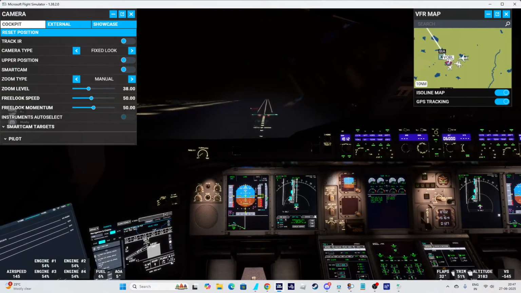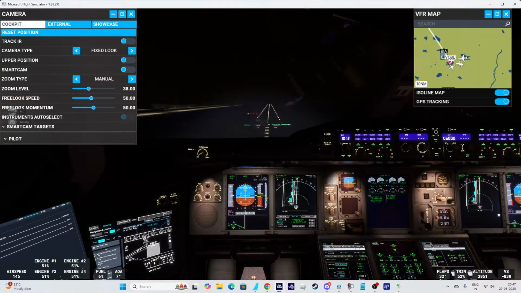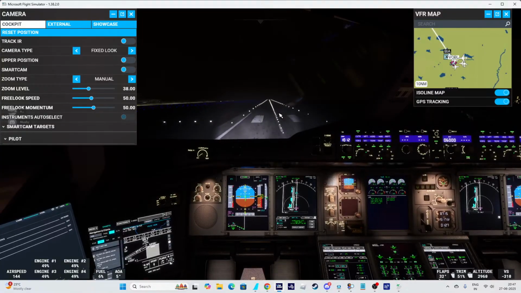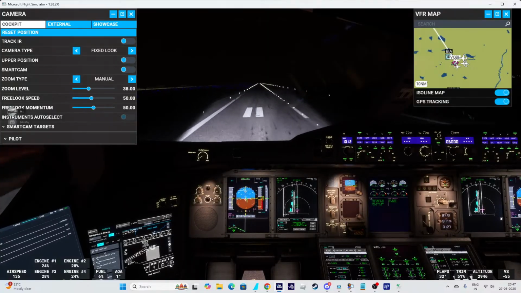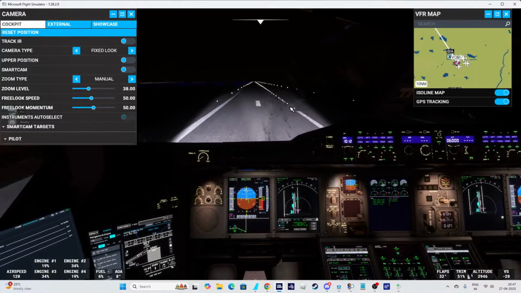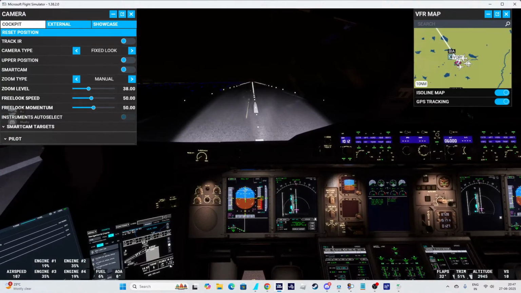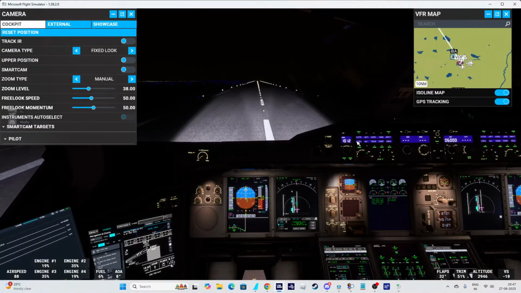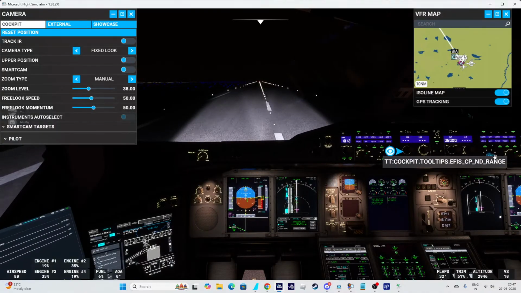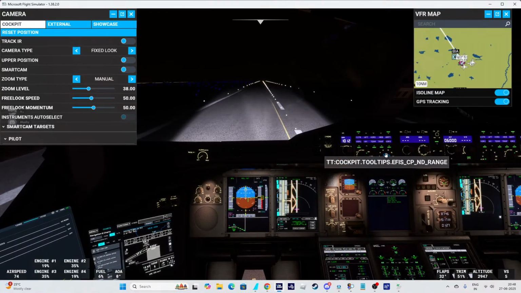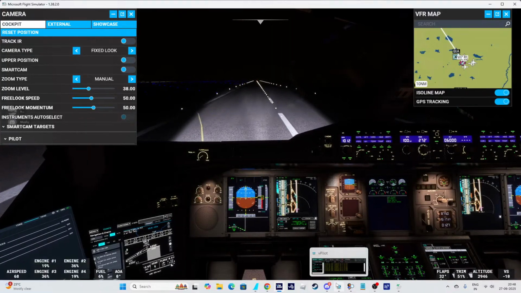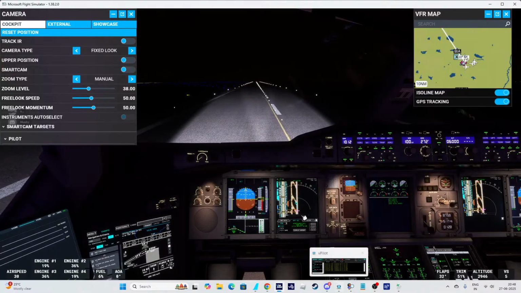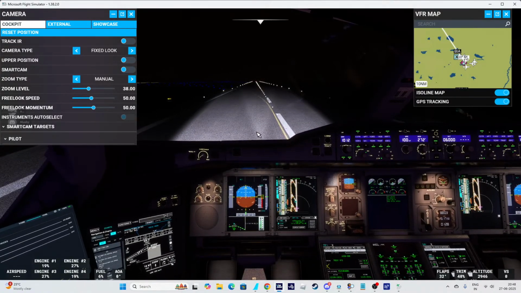Bangalore Tower, Namaskaram, Indigo 219, on approach runway 27 left. Indigo 219, Bangalore Tower, hello, winds 250 degrees, 14 knots, runway 27 left, cleared to land. Land runway 27 left, Indigo 219. It's a very rough landing. Indigo 219, confirm free speed. Affirm sir, free speed.